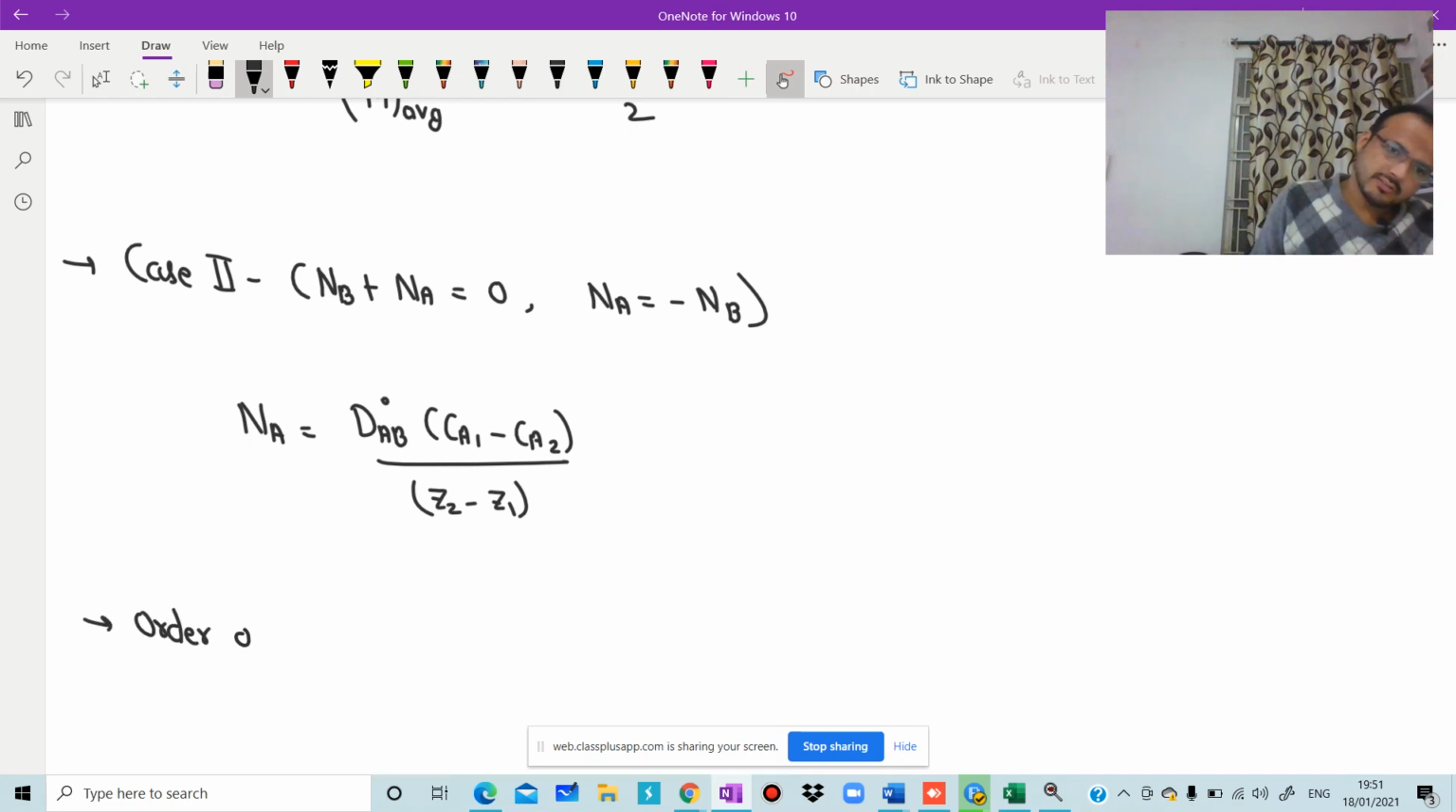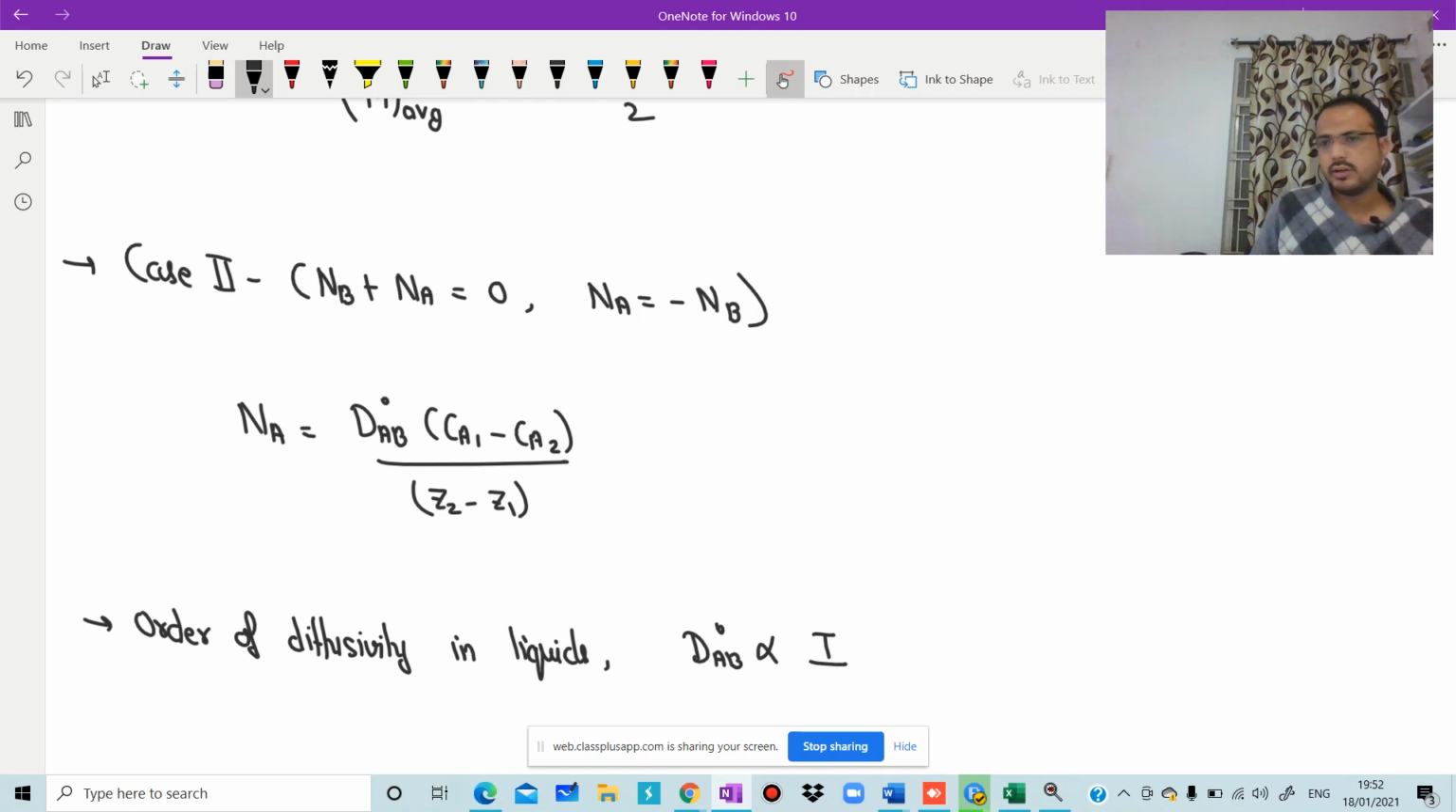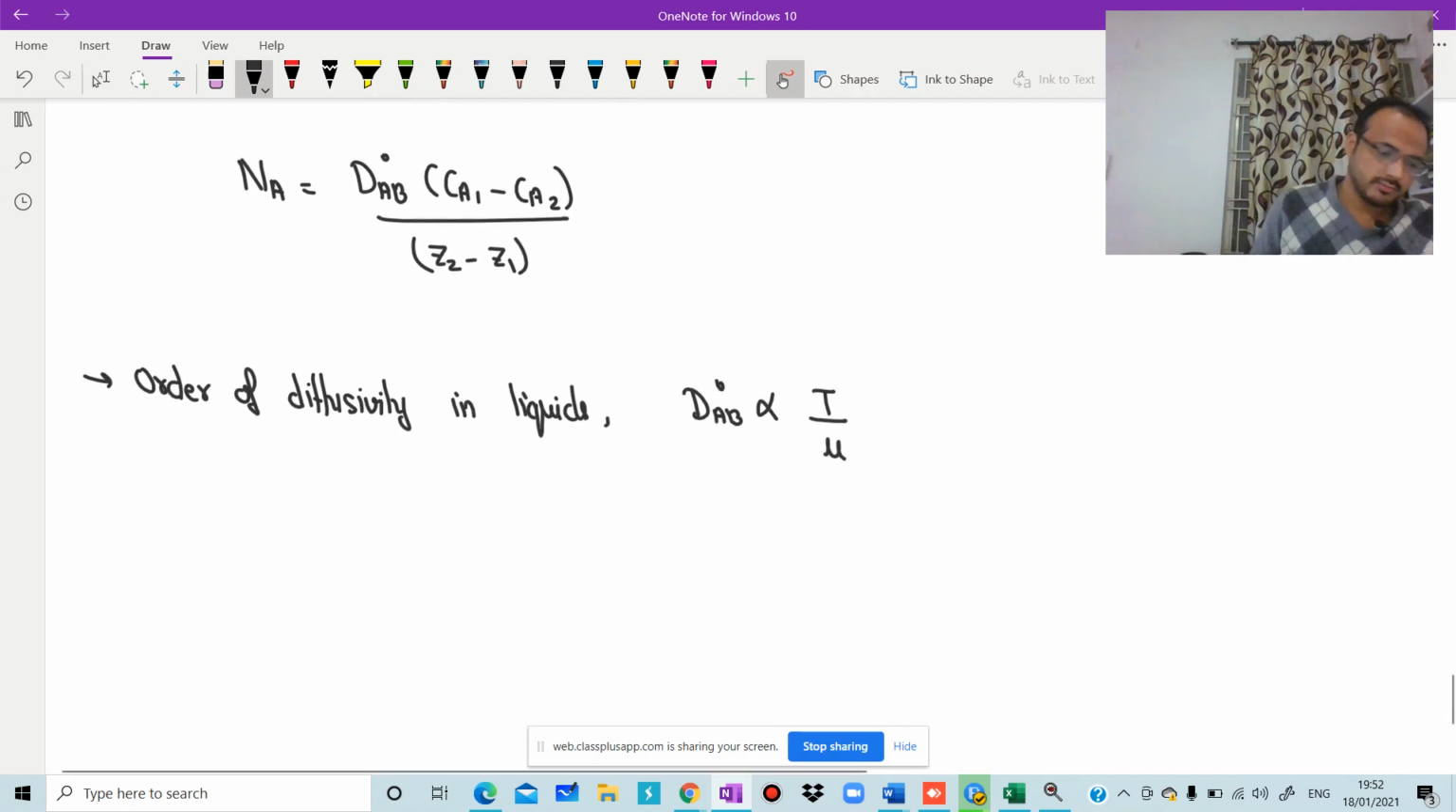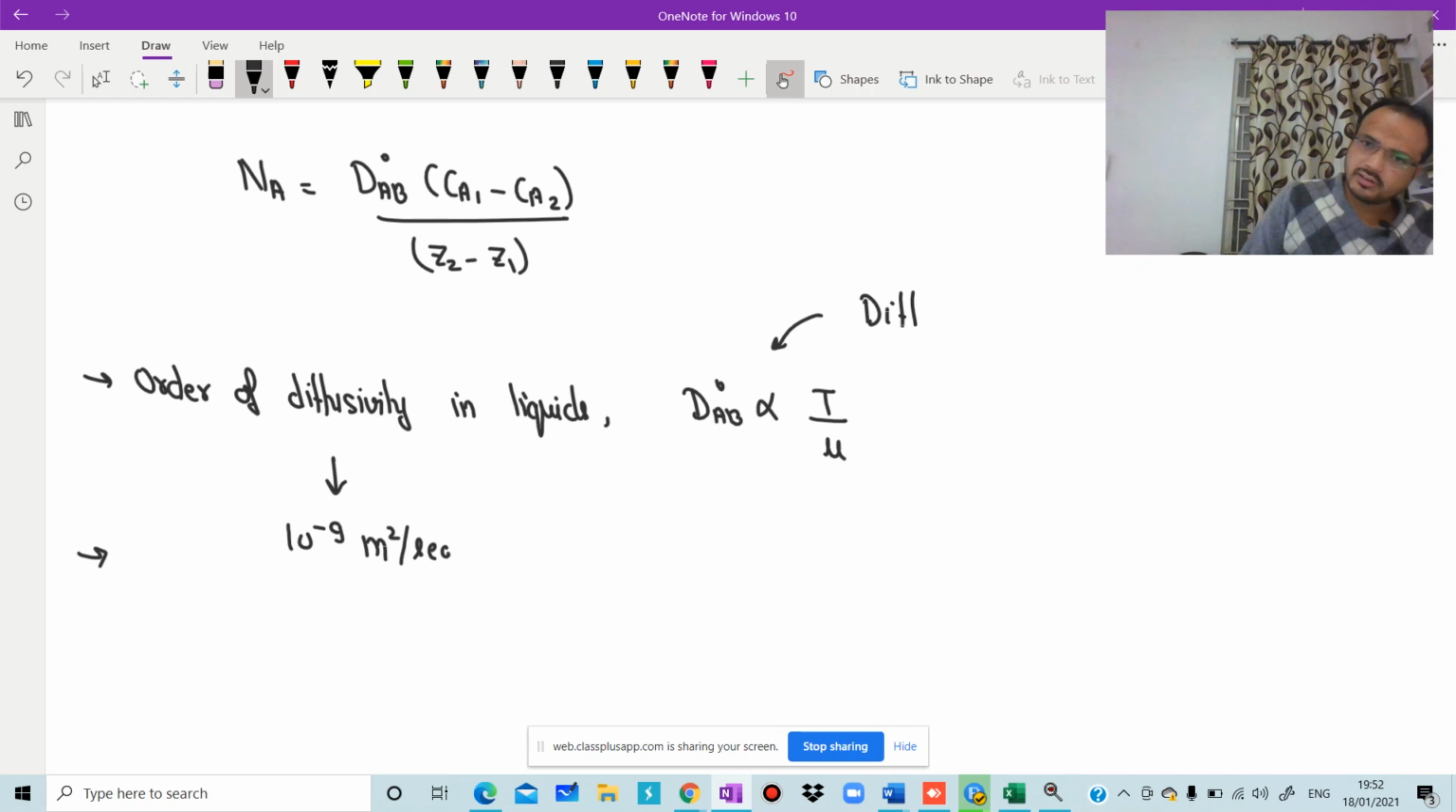Order of diffusivity in liquids. D_AB naught is directly proportional to temperature and inversely proportional to viscosity. Sorry, the order of diffusivity in liquid is 10 to the power minus 9 meter square per second. This is the diffusivity for liquids.